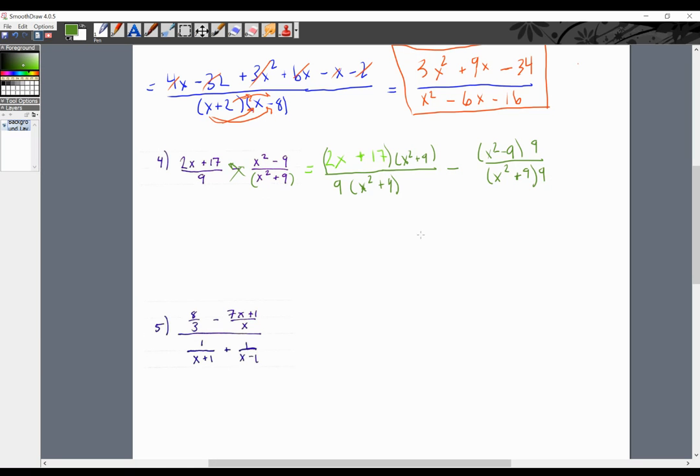Okay, now we have the same denominator. So we can put everything over one fraction bar. One big fraction bar here.